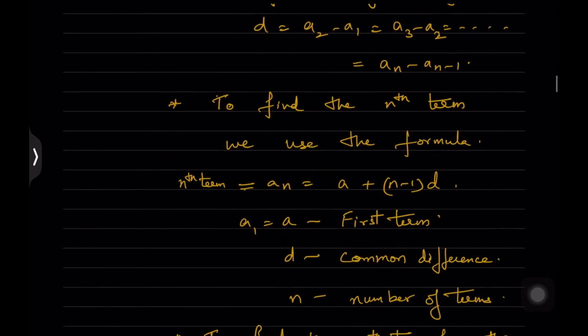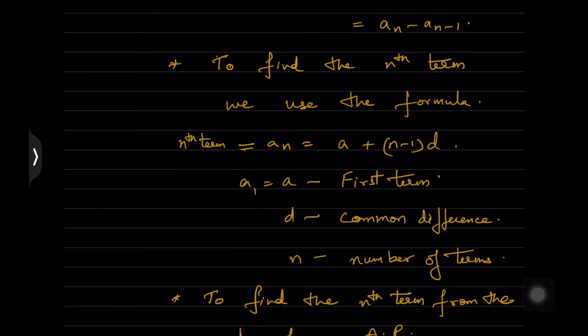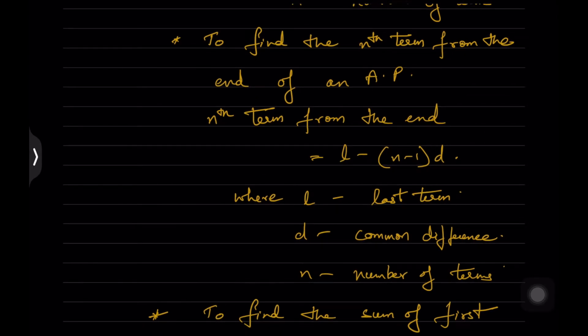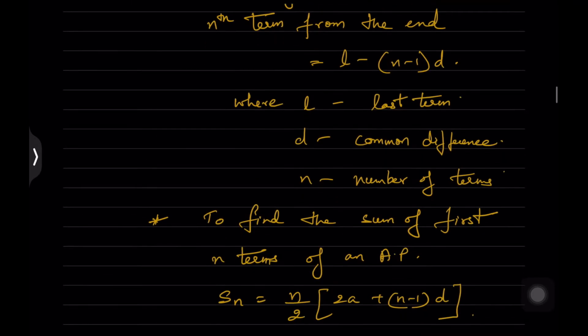Now to find the nth term, we use the formula an is equal to a plus (n minus 1) into d. Here an is the nth term, a is also equal to a1, the first term, n is the number of terms, and d is the common difference. Now to find the nth term from the end of an AP, from the last term: the nth term from the end is equal to l minus (n minus 1) into d, where l is the last term, d is the common difference, and n is the number of terms. From the last term also you will know what the common difference is.